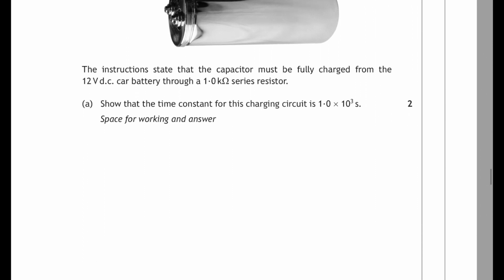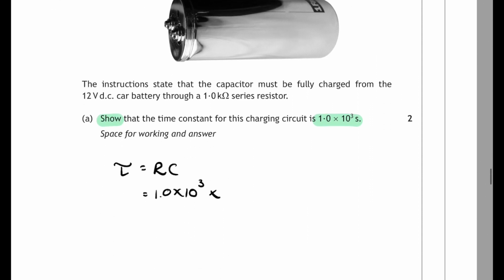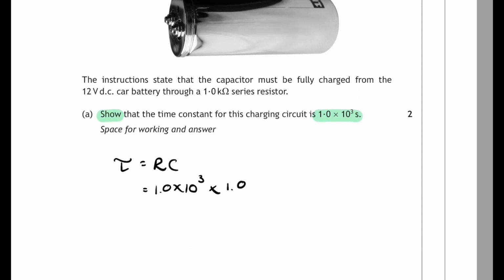kilo ohm series resistor. For part A, we've to show that the time constant for this charging circuit is 1.0 times 10 to the 3 seconds. Well, it's a show question, so we have to start off with a relationship to work out the time constant. That relationship is tau equals RC. It's the value of the resistor times the value of the capacitor. The resistance was 1 kilo ohm and the capacitance was 1 farad. You're not going to get much simpler than this. So 1 times 10 to the 3 times 1 is just 1 times 10 to the 3 seconds.